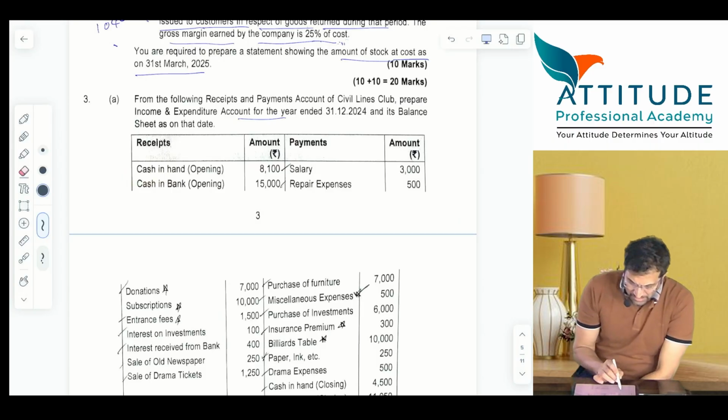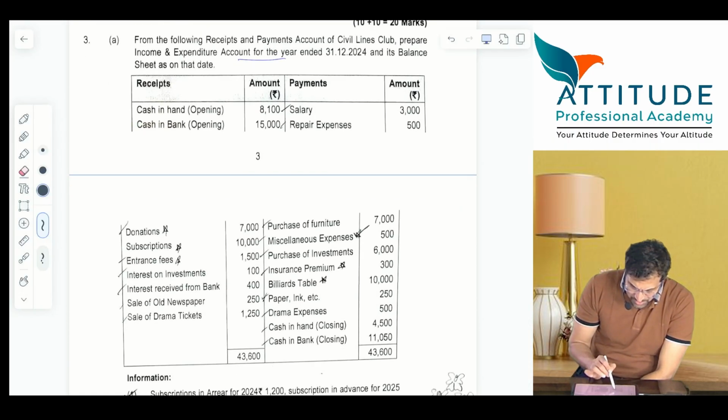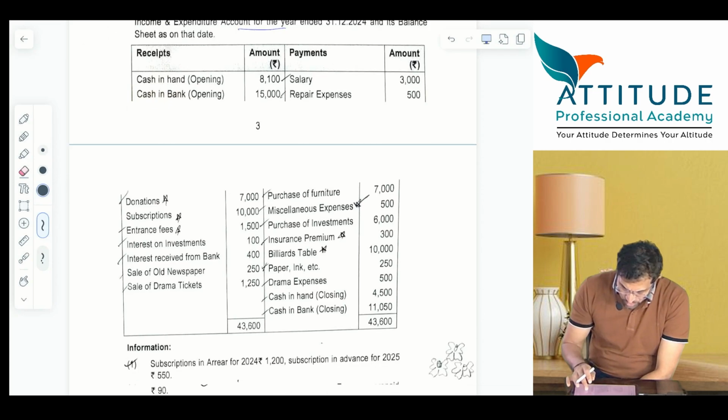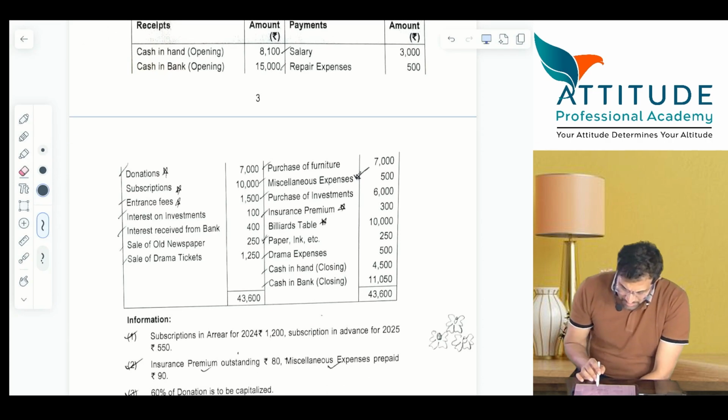Now, receipt side: cash, bank, opening the ad, donation received, subscription received, entrance fees, interest on investment, interest on bank, sale of old newspapers, sale of drama tickets. Payment: salaries, repairs, purchase of furniture, miscellaneous expenses, purchase of investments. Then insurance premium, billiards table, paper ink, drama expenses, cash in hand closing, cash at bank closing.